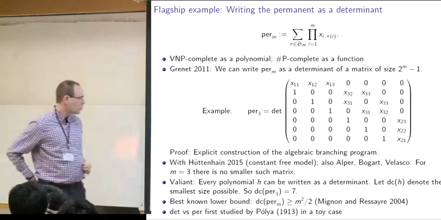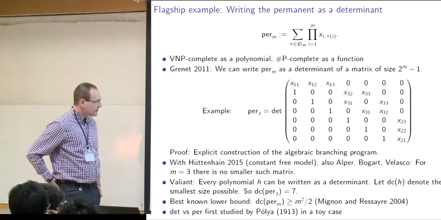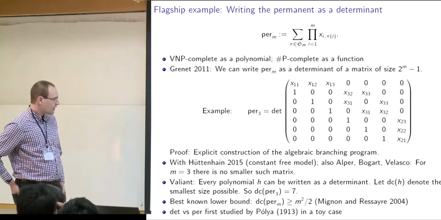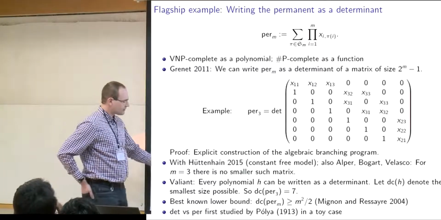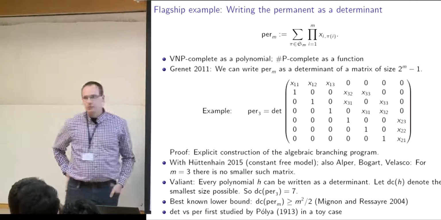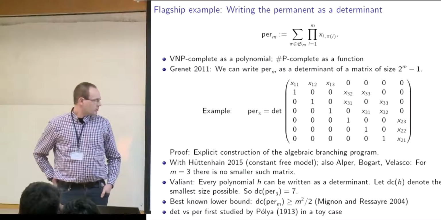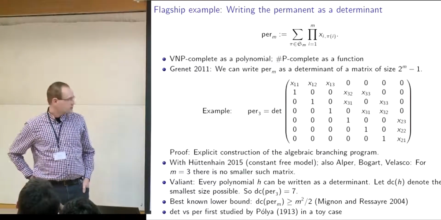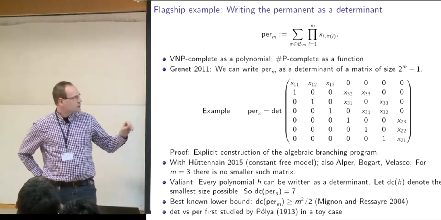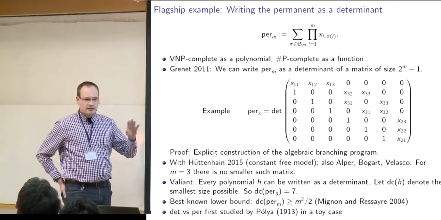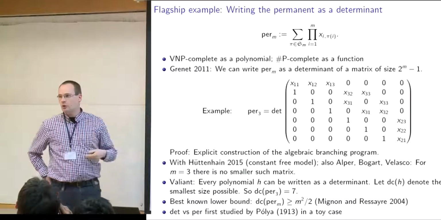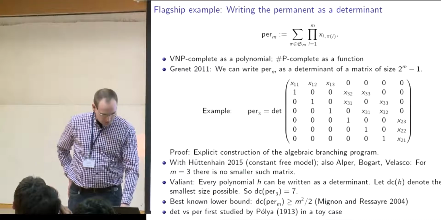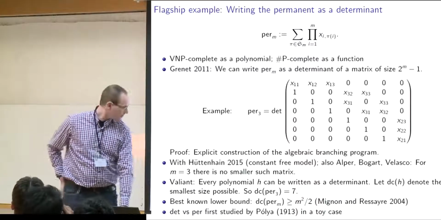Okay, that we know. The best known lower bound is the Mignon-Ressayre bound from 2004. It's m squared over 2. And the first reference I found for this problem is a 1913 reference by Pólya, where Pólya studied this in a toy case. It's actually a task for interested readers to study if they could change signs in a matrix so that if they calculate the determinant, the result would be the permanent. That works for the 2x2 case, but it doesn't work for any larger case. That was the first occurrence that I found where this is discussed.